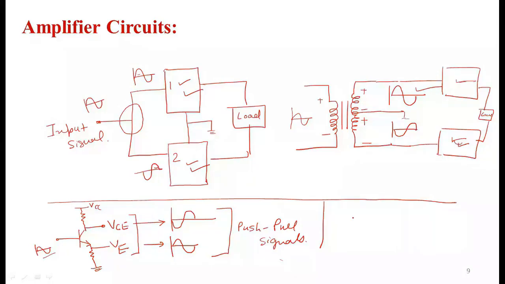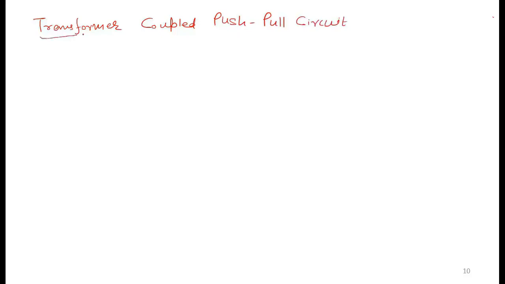Now let's discuss the complete transformer coupled push-pull circuit. So this is the transformer coupled push-pull circuit. Let's draw the circuit first. Here we have two NPN transistors.